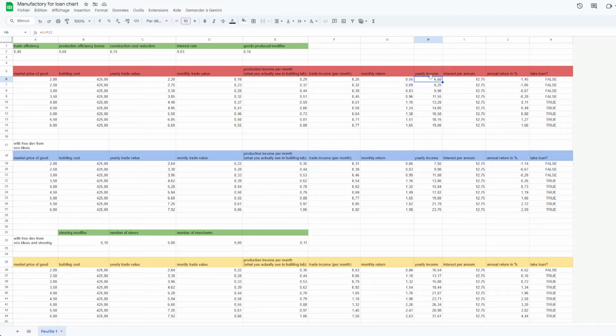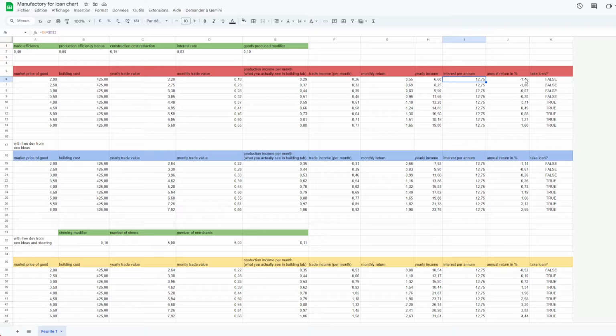Here I multiplied it by 12 to have the yearly income, and there I have the interest per annum. It's the interest rate applied to the amount of money you have to take in loans to build the manufactory. So we can see that for a good that has a price of 2, the yearly income is going to be 6.6 and the interest to build the manufactory is going to be 12.75.